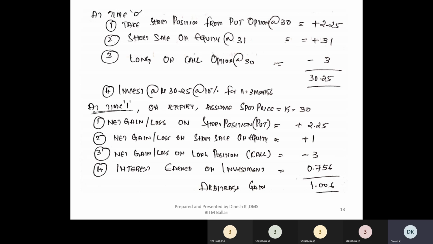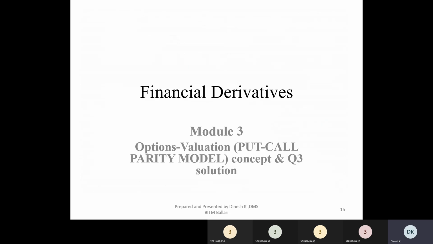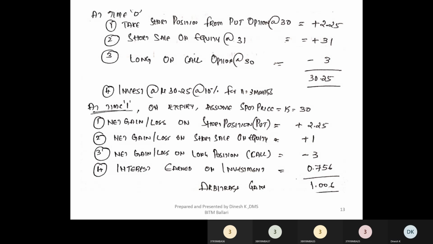Then apart from that, you had a surplus of rupees 30.25, which you have invested at 10%, the prevailing rate of interest in the market, for 3 months. Now, what is the interest that you have earned?